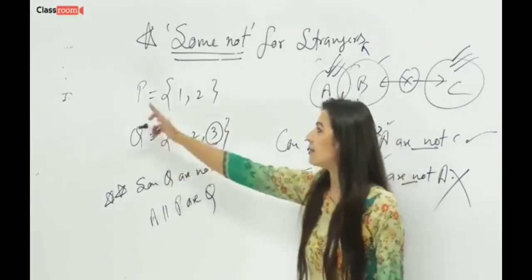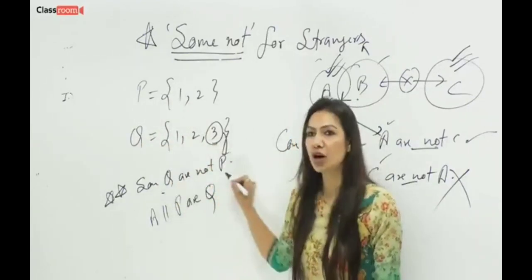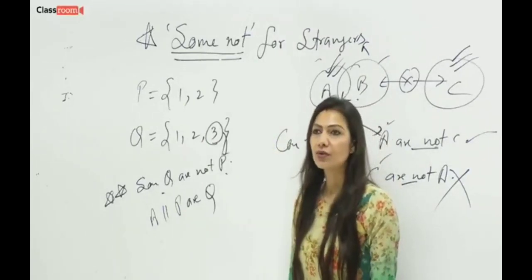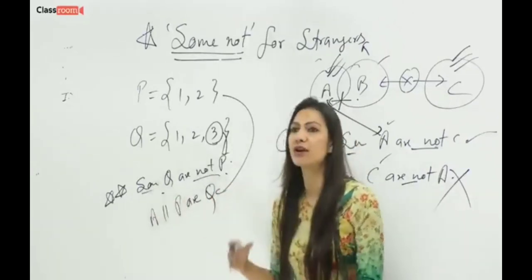See, if I am saying that P is 1, 2 and Q is 1, 2, 3. Because of 3, you can say that some Q are not P. But tell me, can you say at the same moment that some P are not Q? No, you have to say it is all P are Q. It makes you understand that the reverse of some not is not necessarily true.